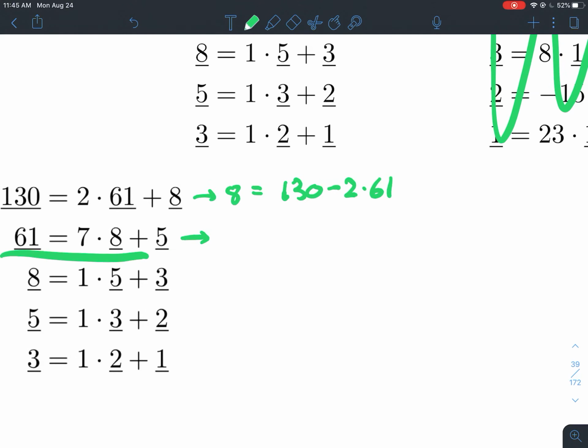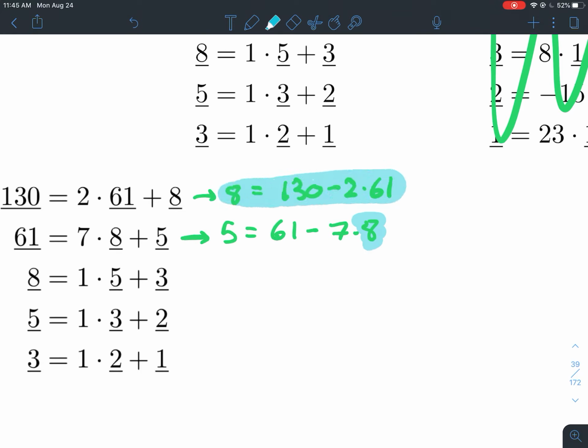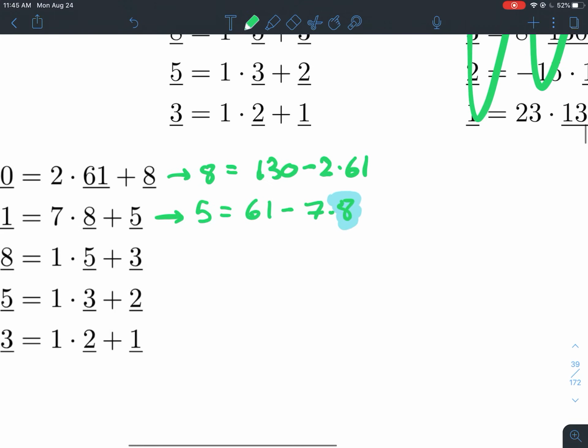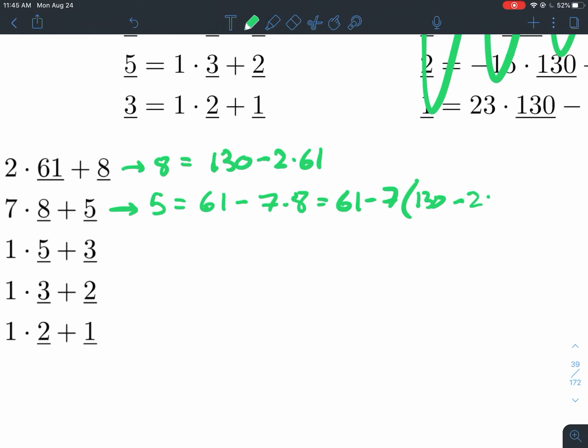So solve this equation for 5, and I see that 5 looks like it's, I would subtract this over. So 61 minus 7 times 8. But now what you'll do is, here's this 8 here. I can write 8 as another expression involving my two numbers, 130 and 61. So plug this expression in for that 8 here. And whenever you do that, it looks like 61 minus 7 times 130 minus 2 times 61.